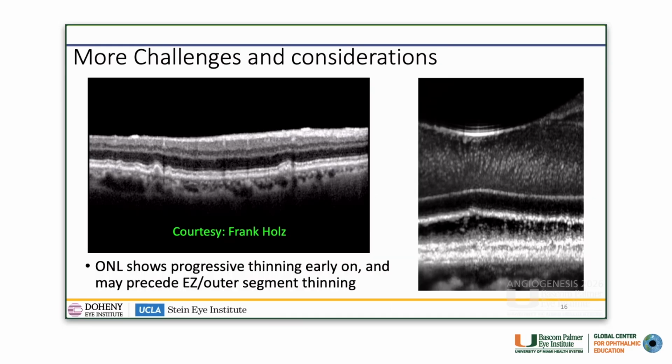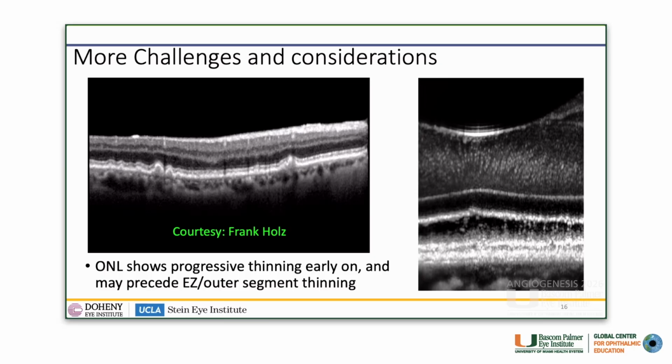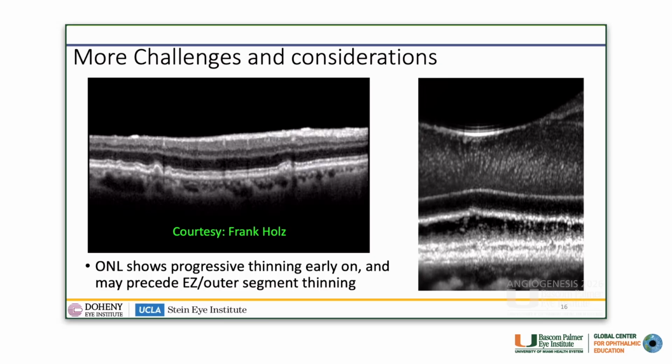And this actually makes a lot of sense to me. We know that in the outer nuclear layer, the photoreceptor nuclei spread out, but they all have to funnel in to the EZ. So you might think the outer nuclear layer might be more sensitive. And I think this case from Frank Holz really illustrates that, where you can appreciate a thinning of the outer nuclear layer here, even though the EZ thickness doesn't really change very much.